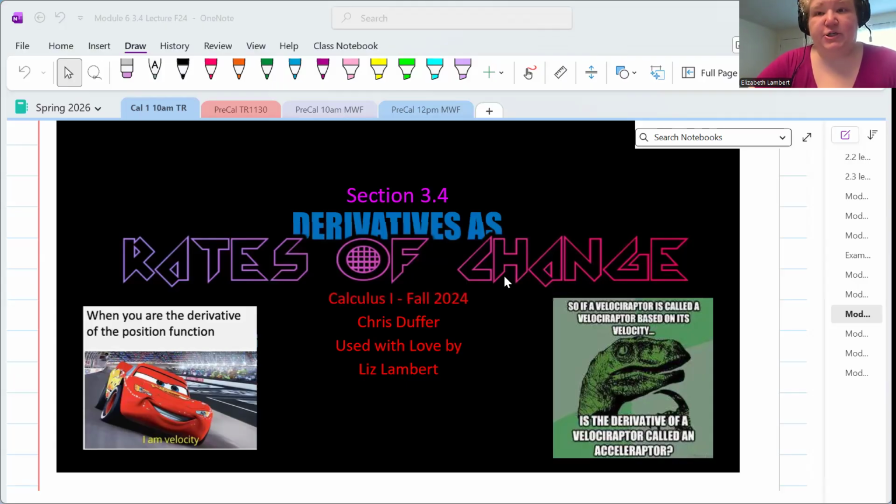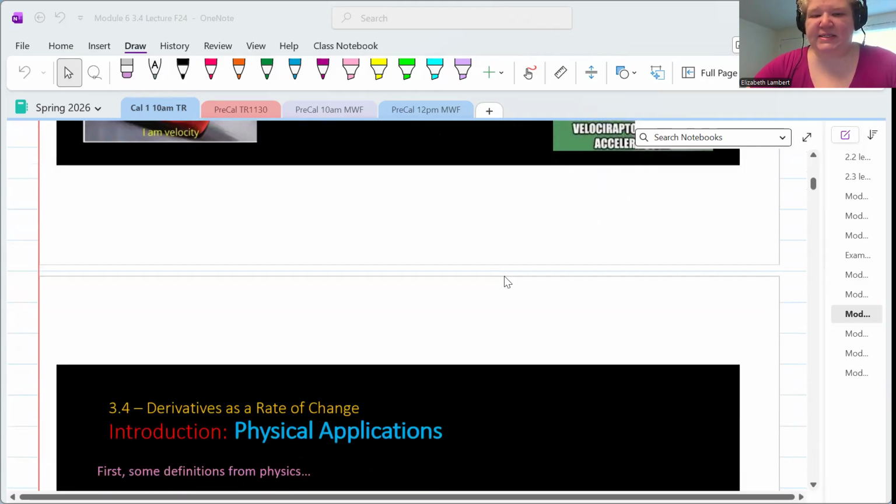Hello, my lovely students. So we are looking at section 3.4, which deals with derivatives as rates of change. What this really is dealing with is we're going to focus in on functions that map position versus time. So let's dig in and take a look.